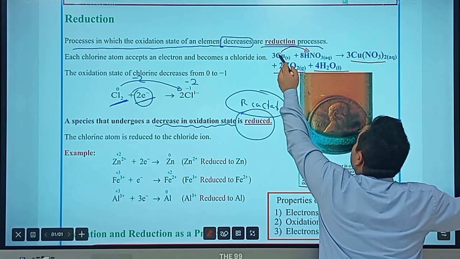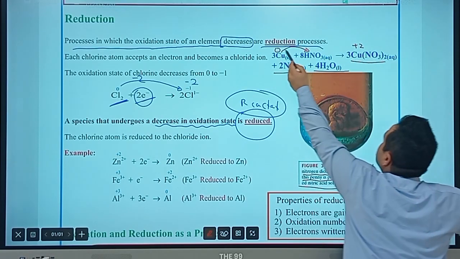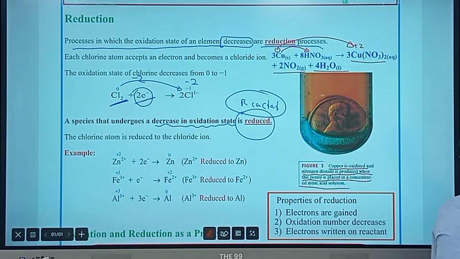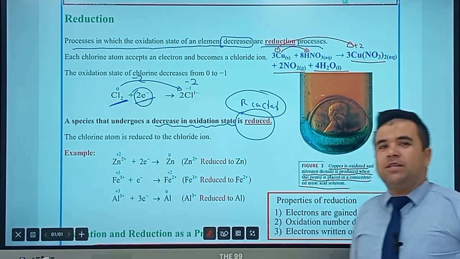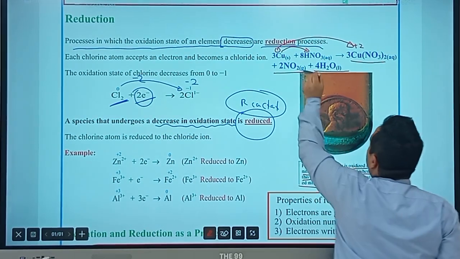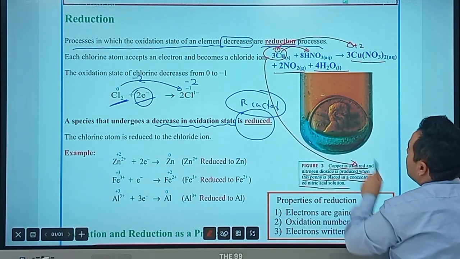Let us test. Copper here is 0. There is positive 2. So 0 to positive 2. What happens in the oxidation state? Increasing oxidation state. That means oxidized, or an oxidation process. So copper is oxidized as it's written here.